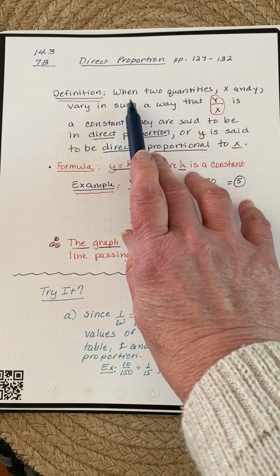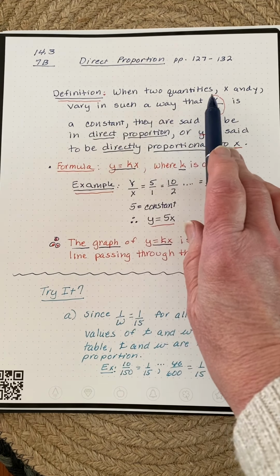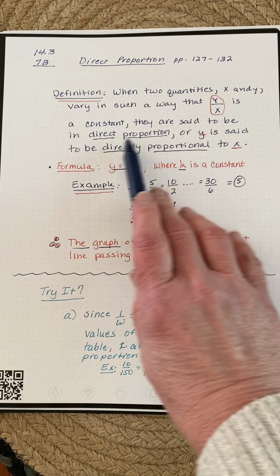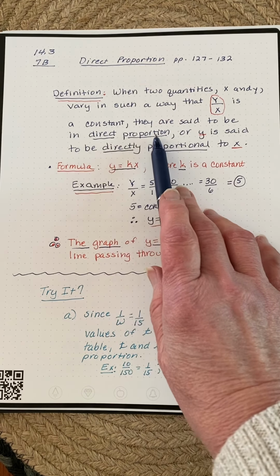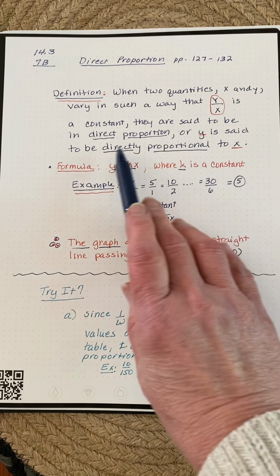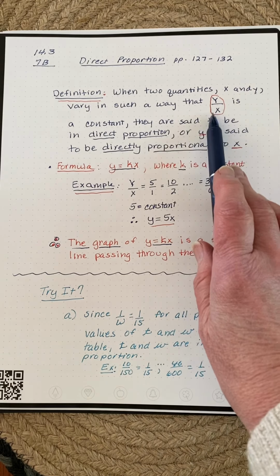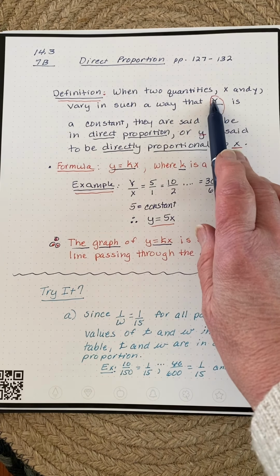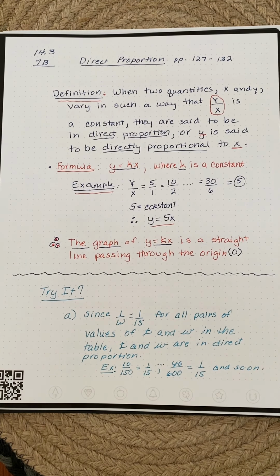Direct proportion occurs when two quantities, x and y, vary in such a way that y over x is a constant. They are said then to be in direct proportion, or y is said to be directly proportional to x. So whatever you plug into the x position, y happens, and it always happens at the same rate, which would be y divided by x.